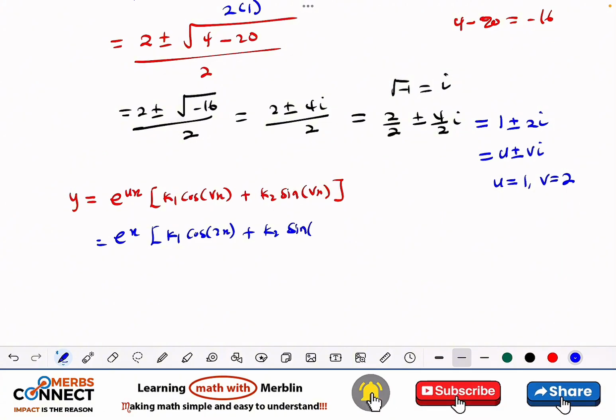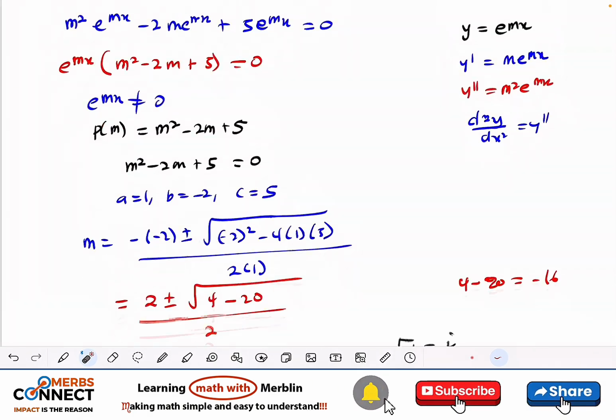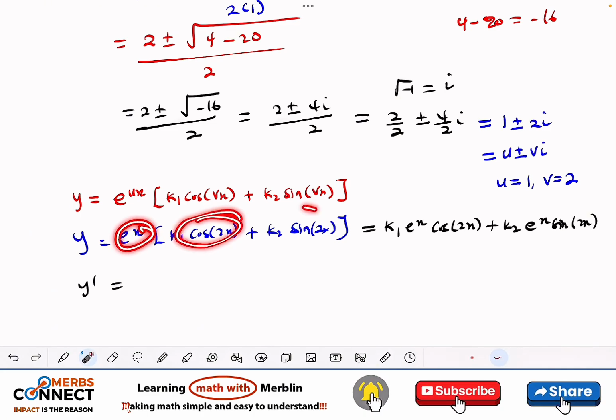Basically, the only problem here is also the differentiation, right? So you should be able to do the differentiation very well, because we have an initial condition which goes with y prime. So we need to find y prime. So what is y prime? I can simplify this and write it as k1 e to the power x cos 2x plus k2 e to the power x sine 2x. So I just multiply this into this.